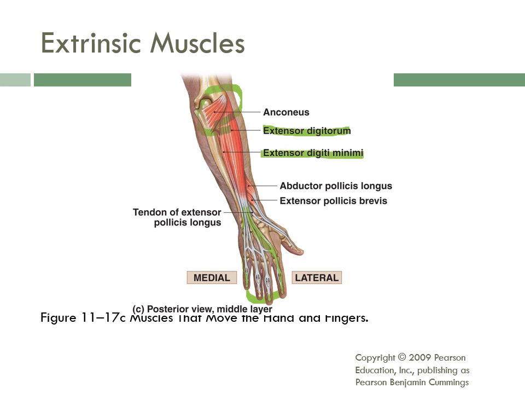Extensor digiti minimi, that is another one of my favorites. We have flexor digiti minimi and extensor digiti minimi, and what they do is they flex and extend your pinky finger. So that's just this little muscle on the outside that's going to attach just into the pinky finger. Abductor pollicis longus is going to abduct the thumb. Extensor pollicis brevis is going to extend the thumb. So you can see that all of these muscles are telling you exactly what they do and telling you their approximate size. So are they a big muscle or are they a small muscle? You can learn all of that just from the name.